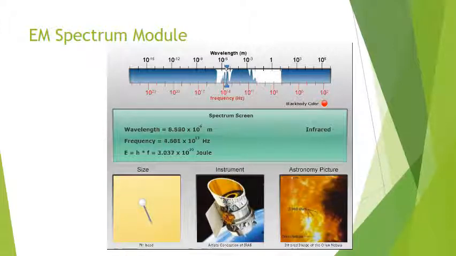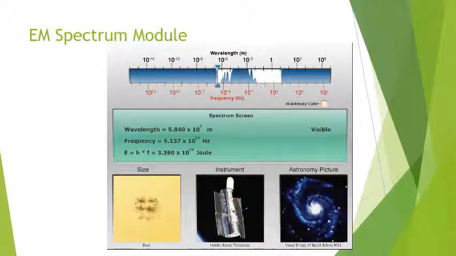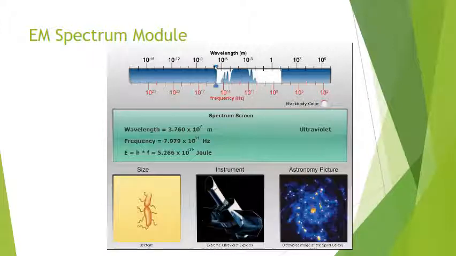Now I'm talking about infrared. And even farther to the left here, now I'm talking about visible light. Again, notice how the wavelengths are getting smaller and smaller, the frequencies are getting larger and larger. Notice also what's happening. Notice the energy is getting larger and larger and larger. Why is that? Because my frequency is getting larger and larger.